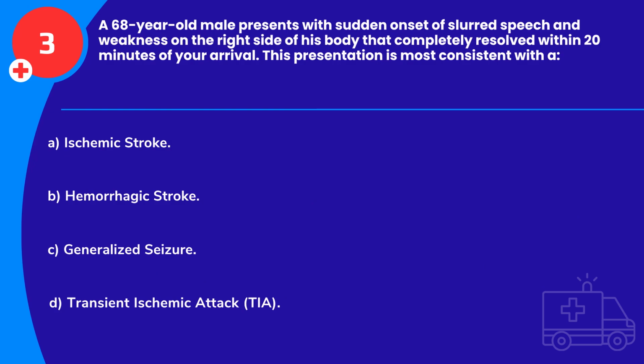Question 3. A 68-year-old male presents with sudden onset of slurred speech and weakness on the right side of his body that completely resolved within 20 minutes of your arrival. This presentation is most consistent with A. Ischemic stroke. B. Hemorrhagic stroke. C. Generalized seizure. D. Transient ischemic attack.